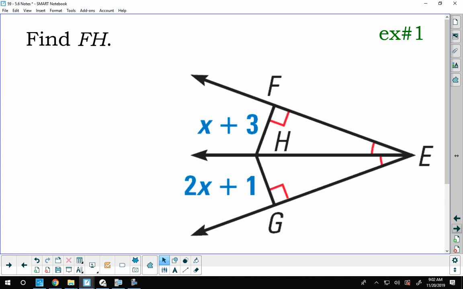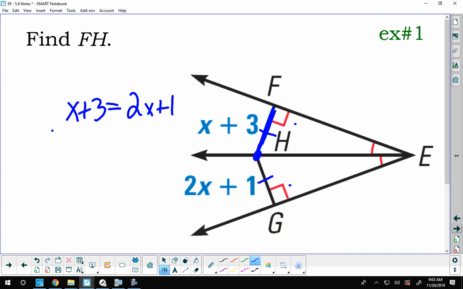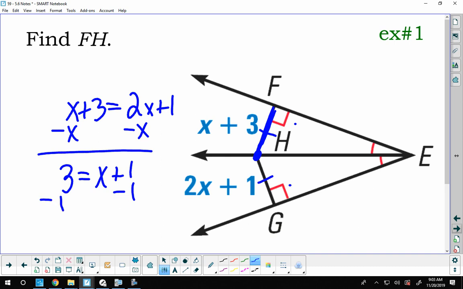So for example, find the length of FH. So we want to find this length. Now, since these are both 90-degree angles, we know that point H is equidistant from the two sides of the angle. So we know that x plus 3 equals 2x plus 1. Now we can solve this equation. I'm going to move my variable terms to the right side. So we get 3 equals x plus 1. And since I put my variable terms on the right side, I'm going to move my constants to the left. So we get 2 equals x.